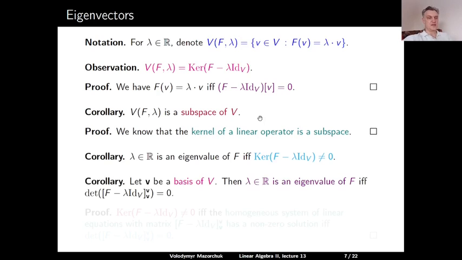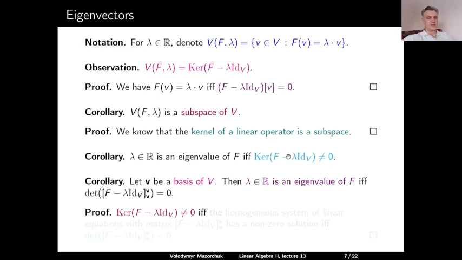This implies yet another corollary. Let bold V be a basis of our vector space V. Then a real number lambda is an eigenvalue of f if and only if the determinant of the matrix of the linear operator f minus lambda identity V in our basis bold V is 0. So this follows from our description of eigenvectors as elements in the kernel.